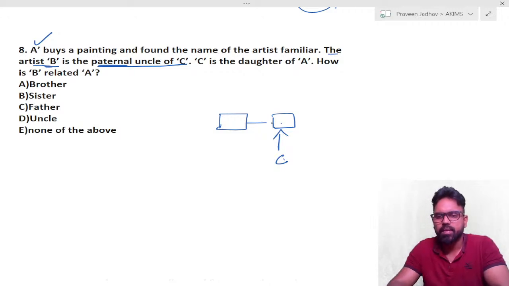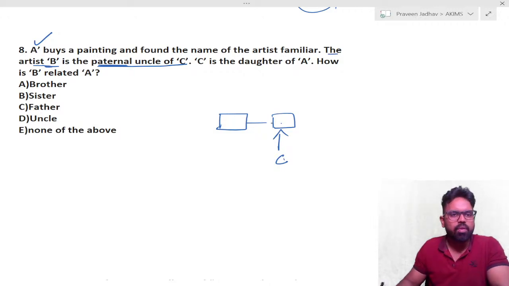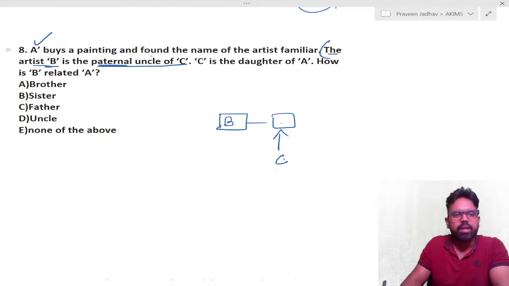What do we have here? The artist B is the paternal uncle of C. Paternal uncle means father's brother. This will be the paternal uncle, right? The artist B is the paternal uncle of C. This part, anyone any doubt? Artist B is the father's brother of C, right?